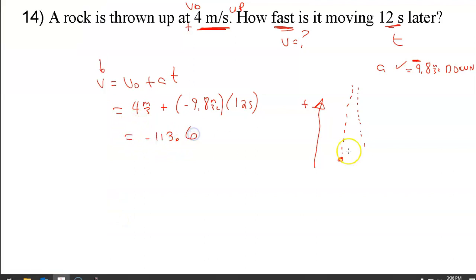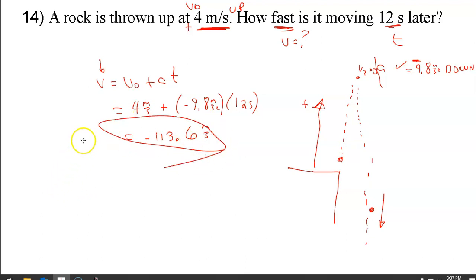Okay. Evidently, we were standing at the edge of a cliff, threw that rock up. It came to a stop up here. We'll call this V2 or something. It's not the final velocity because it's still falling. But that thing went all the way up, turned around, and now it's going down. The final velocity down here is down. How do I know? Because it's got a negative sign. It told me so.